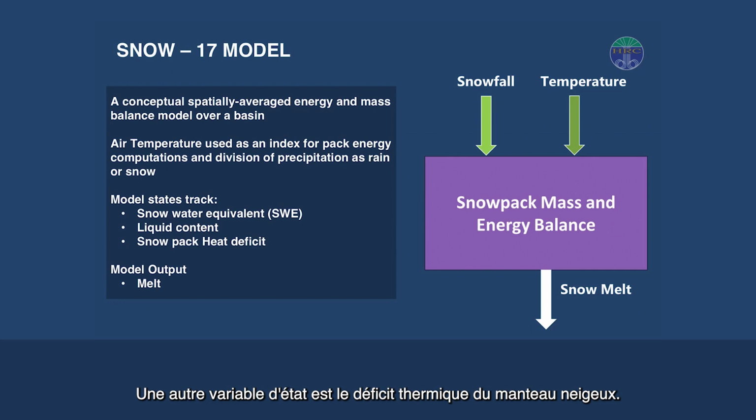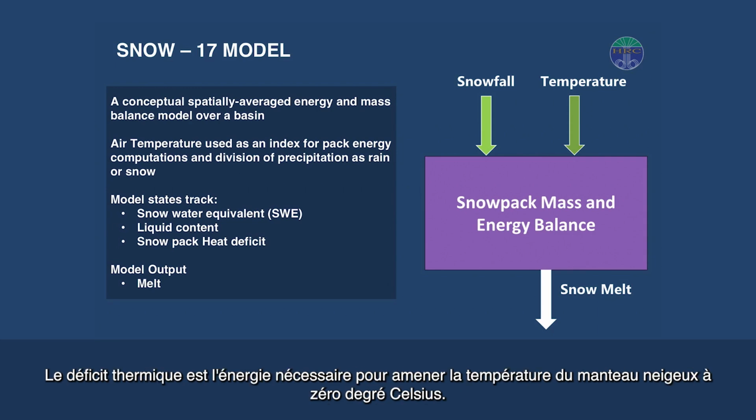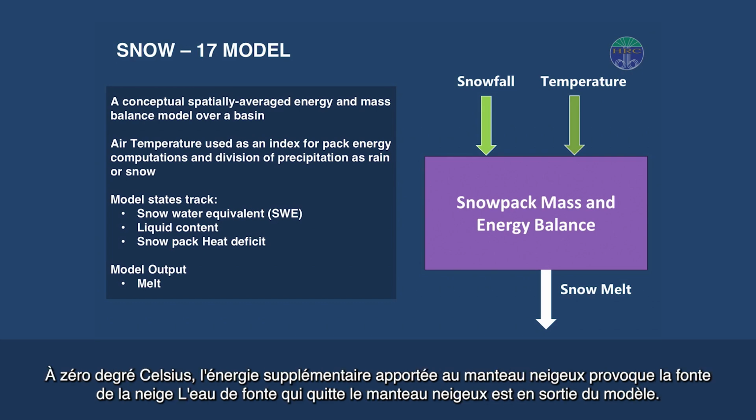Another state variable is the snowpack heat deficit. The model keeps updating the energy state of the snowpack by updating the heat deficit variable. Heat deficit is the energy that is required to bring the snowpack to 0 degrees Celsius. At 0 degrees Celsius, additional energy to the pack causes melting of the snow. The model output is the melt that leaves the snowpack.